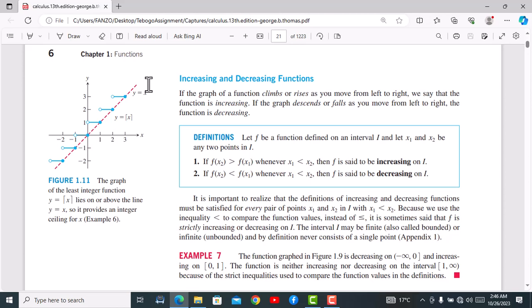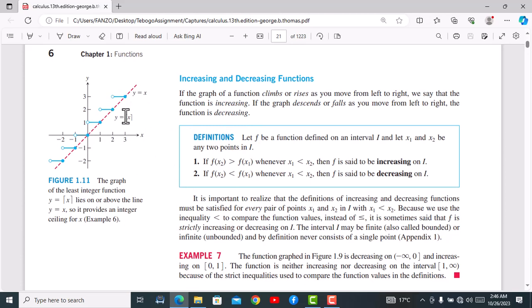So if the value of x increases and an increase in the values of x results in an increase in the values of y, therefore the function is increasing on that interval. And when the values of x are decreasing as we are moving from left to the right, the corresponding values of y will also decrease, therefore the function is decreasing on that interval. Very, very important we understand that.